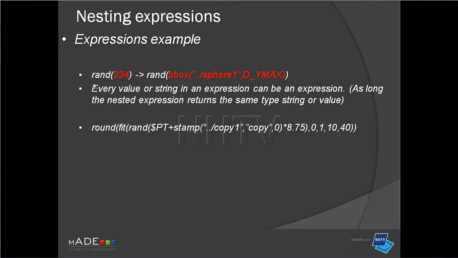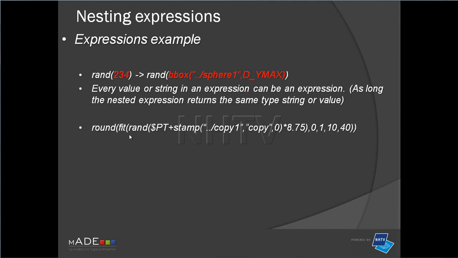So we have an expression, and randomness, it can contain a value. Now this value can be changed into, for example, another expression. So this expression is going to be evaluated first. We take the bounding box for sphere1 dy max. This is going to generate a value which is going to be placed in a random function, and then this one is going to be evaluated. So you can have very complex ones, or at least more complex than others.